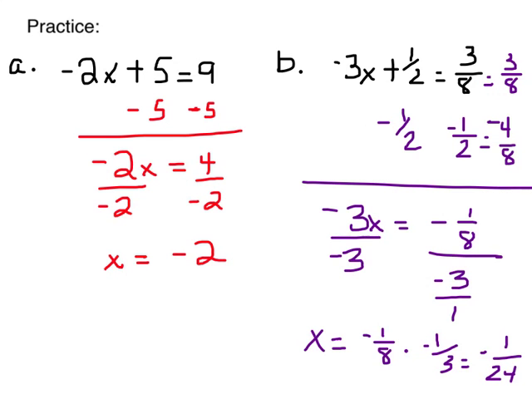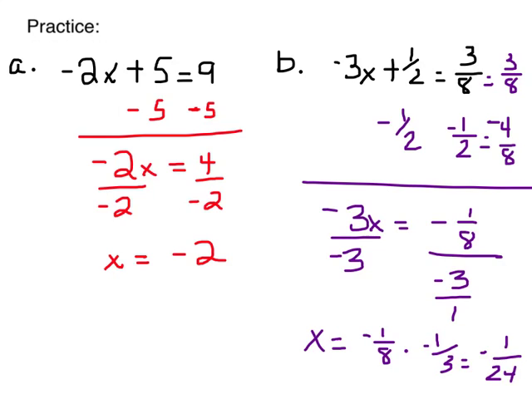Alright, A says negative 2x plus 5 is equal to 9. Again, I subtract 5 from both sides, and I have negative 2x equals 4. I divide by that negative 2 on both sides, and I'm left with x is equal to negative 2.